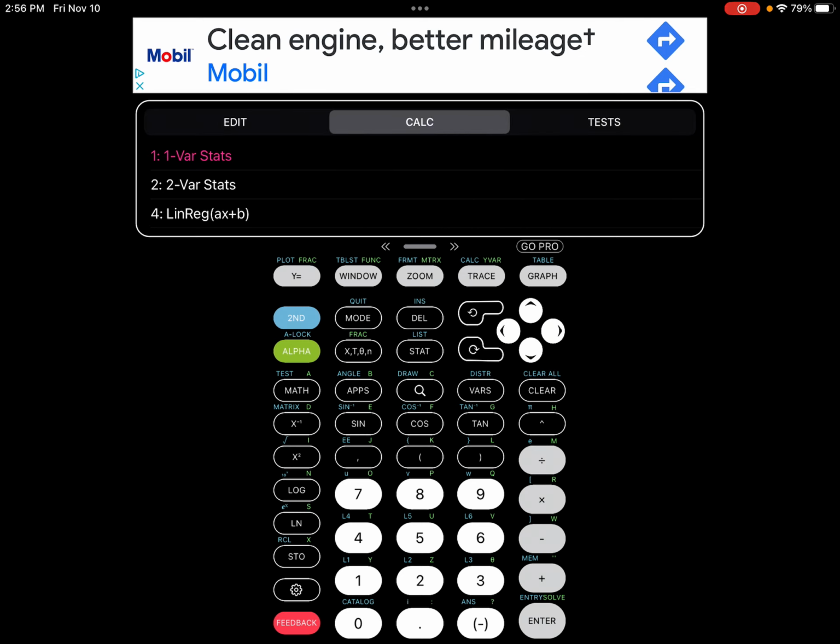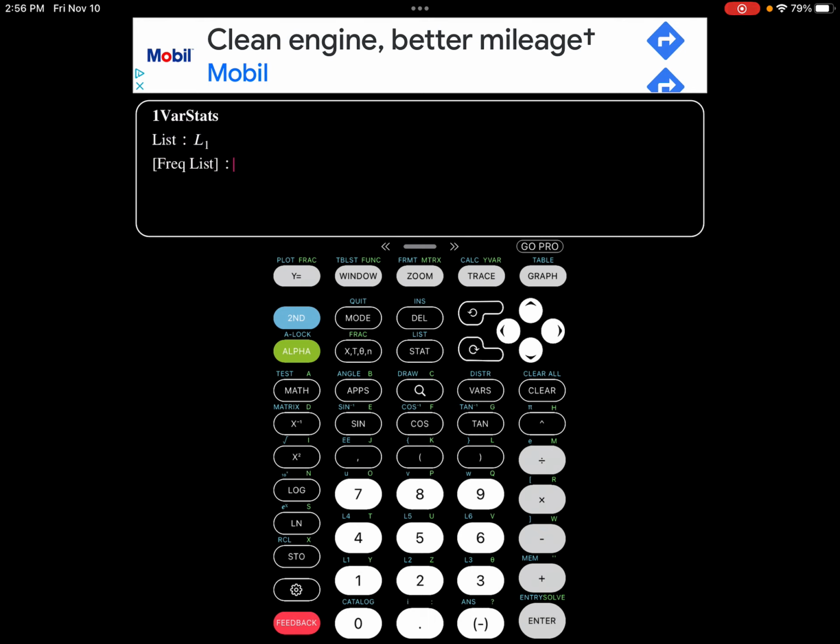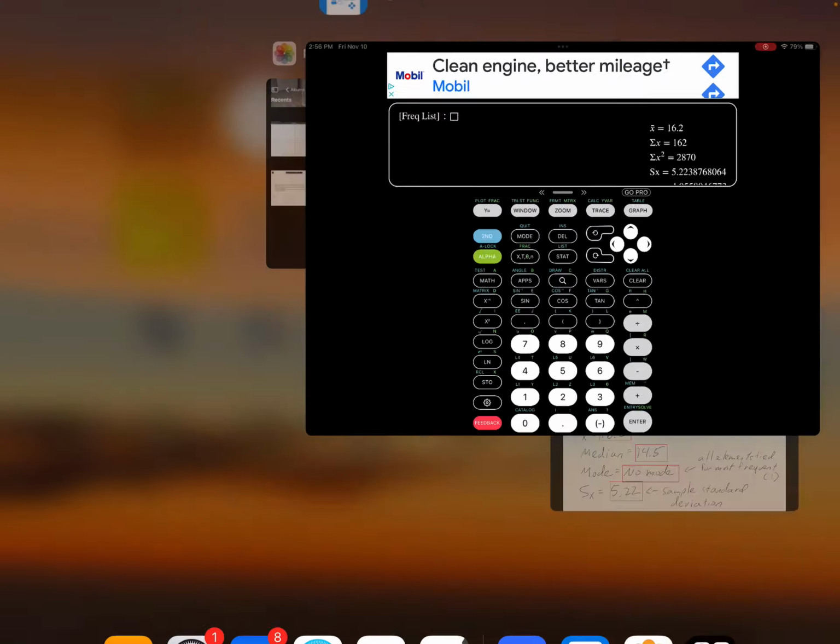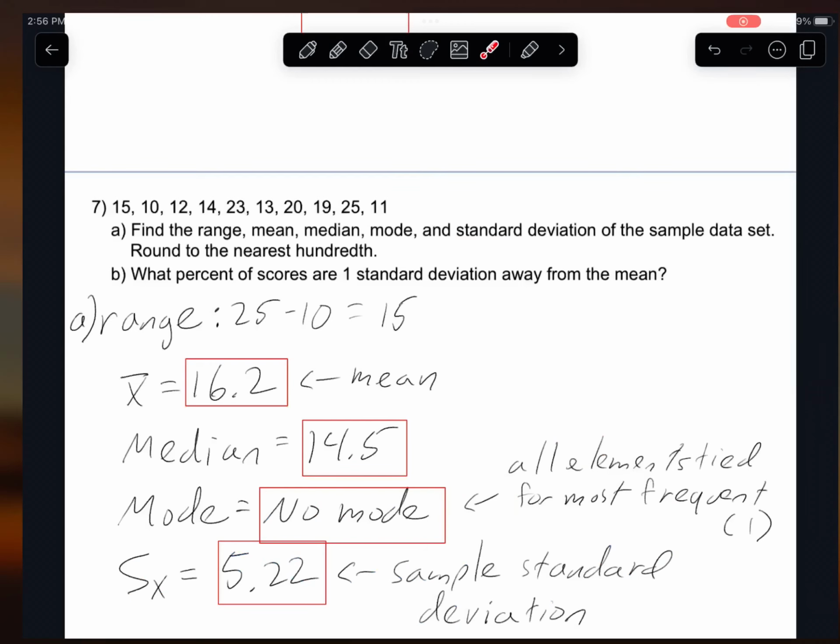Then we will hit Stat, Calc, go to 1-Var Stats, that's the first choice, hit Enter. Again, your list is L1. If your list is somewhere else, then make sure that you type in the correct list. And this tells us a couple of key pieces of information. X bar is our average, 16.2. So we can put that in, and that is our mean.